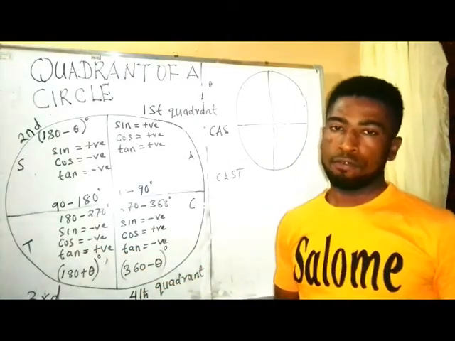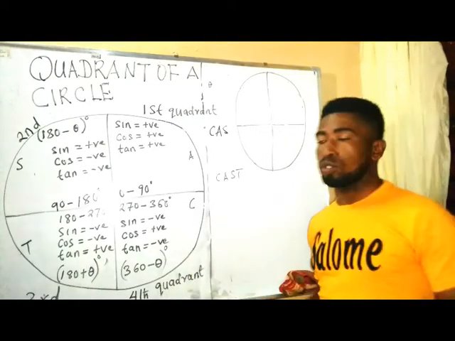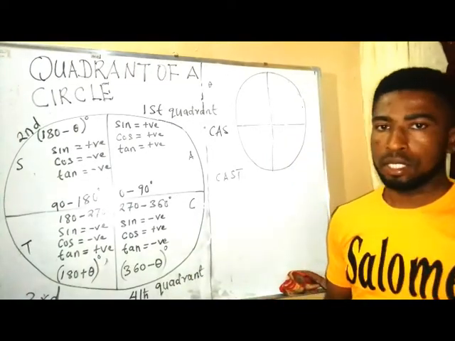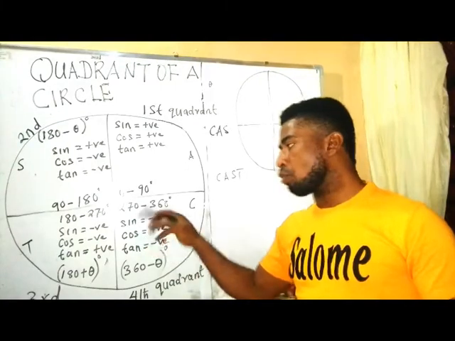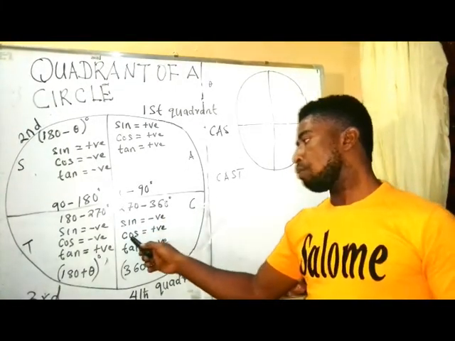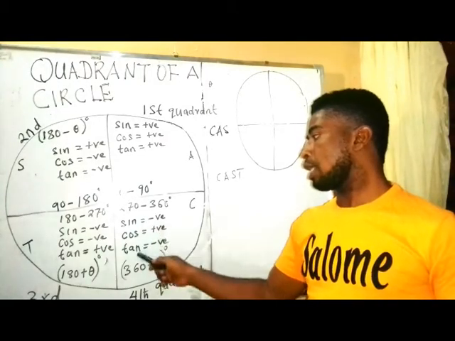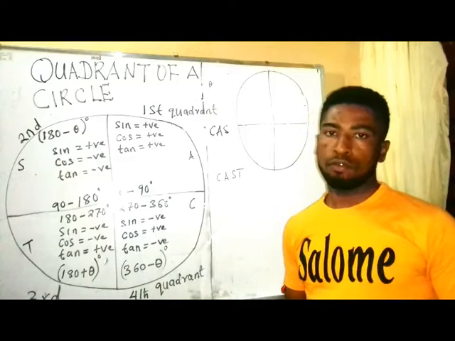Negative. In the fourth quadrant, this C here means what? Cosine. It simply means that in the last quadrant, that is the fourth quadrant, only cosine is what? Positive. And that is to say that what? Sine and the tan are negative.